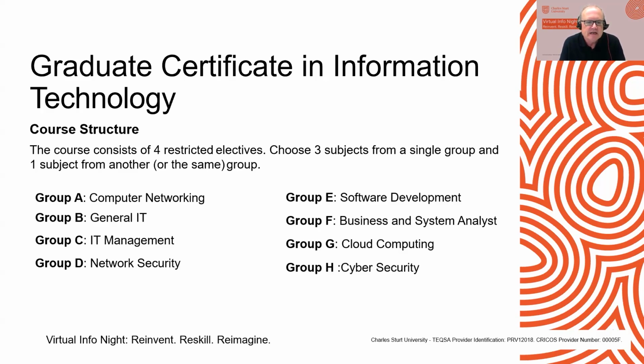So you can do a graduate certificate in information technology that focuses just on software or cloud computing or networking or general IT or security. So ultimate flexibility, and being just 4 subjects, you can complete that in less than a year. So it gives you a postgraduate level qualification in a short space of time, done entirely online.